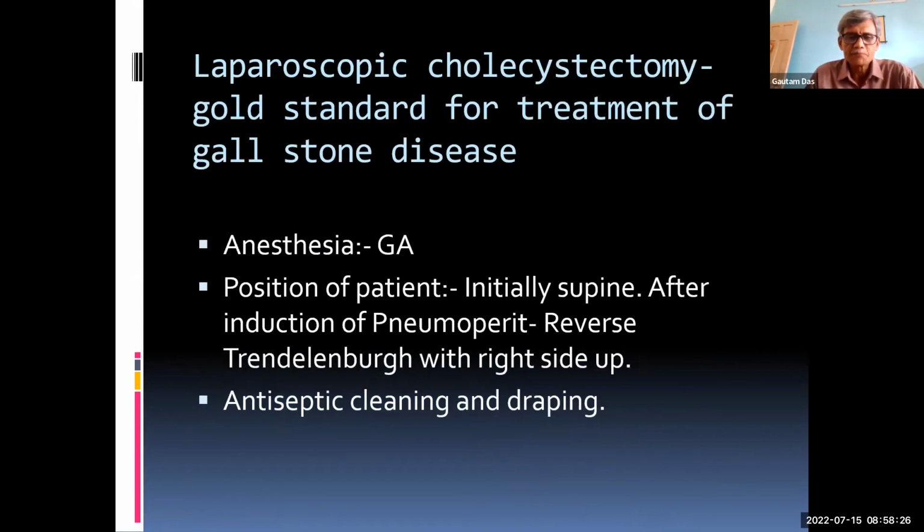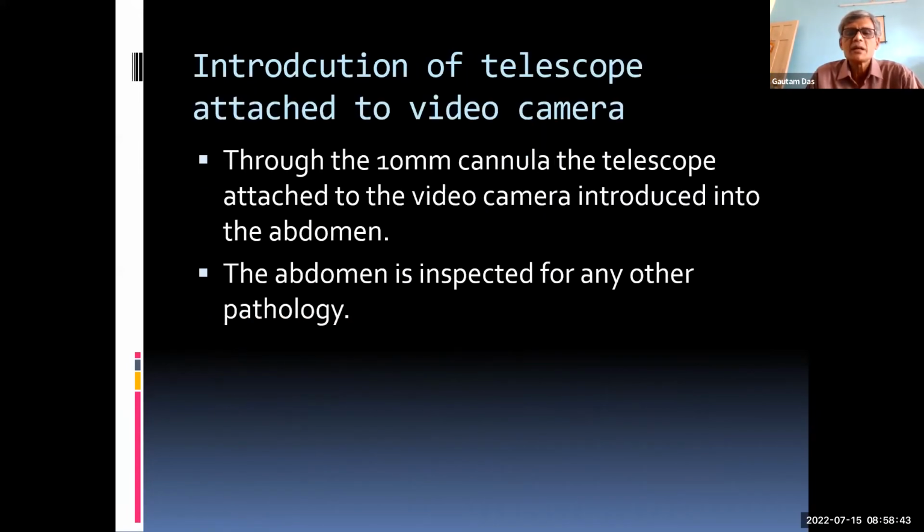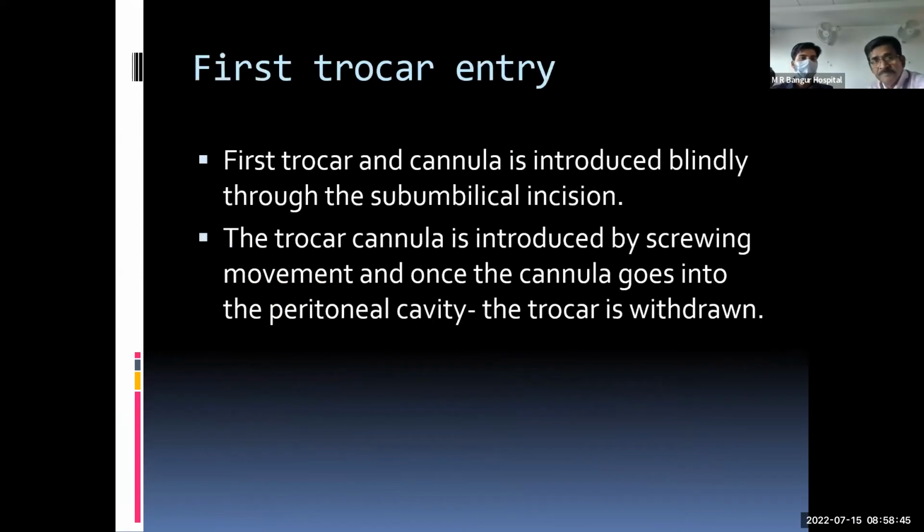Now, for pneumoperitoneum, you have told that it is important to confirm the Veress needle position. It is important, you have mentioned correctly. So you have to be very sure that it is in position before insufflation. The first step is induction of pneumoperitoneum.